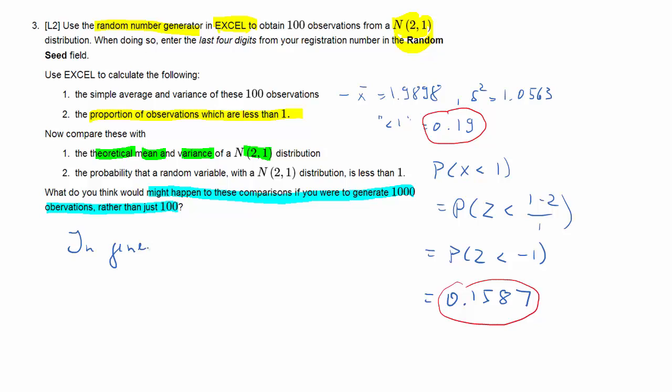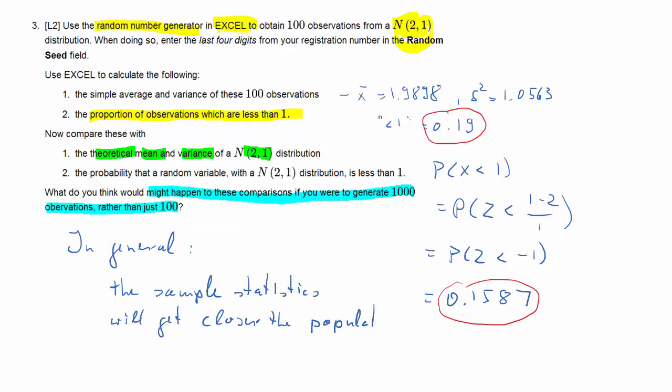So in general, if you generate a larger sample, more random numbers, you will find that the sample statistics will get closer to the theoretical statistics. Now, it didn't really happen for us as we went from 100 to 1000. That's because there's still random variation. But as we went to 10,000, this effect was very clear. So we got much closer then.